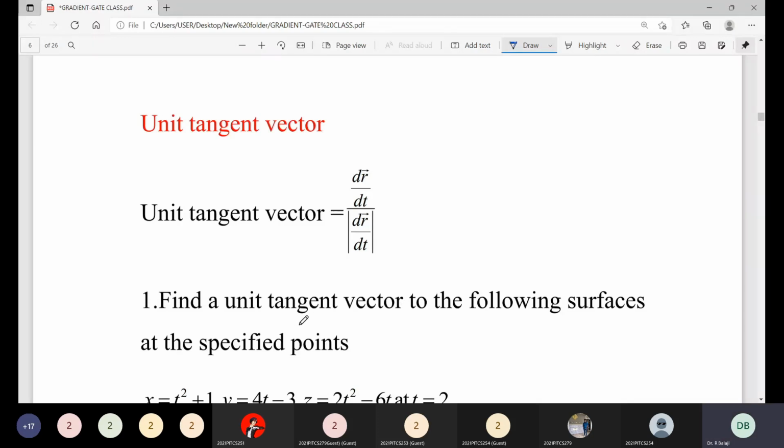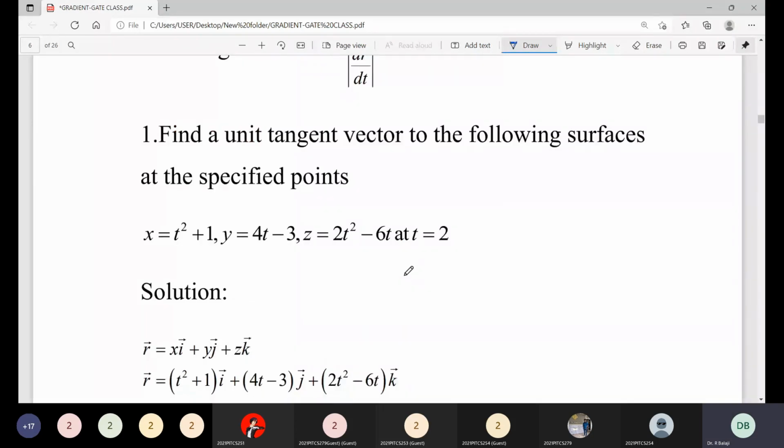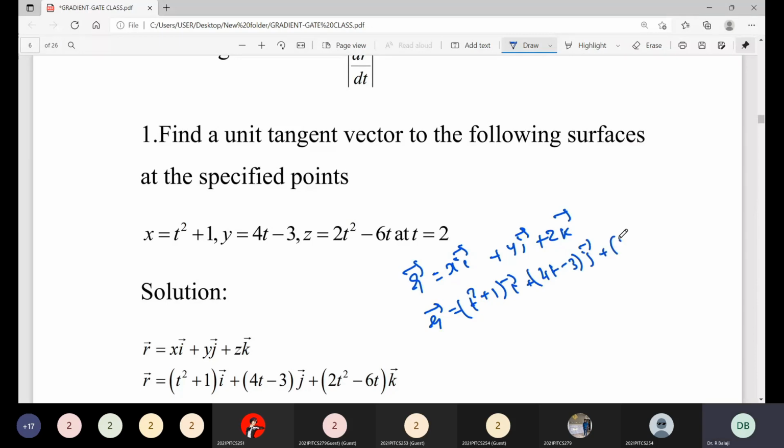First problem, find a unit tangent vector to the following curves at the specified points. x is equal to t square plus 1, y is equal to 4t minus 3, z is equal to 2t square minus 6t at t equal to 2. Now, we know that r vector is equal to x i vector plus y j vector plus z k vector. Now, r vector is equal to t square plus 1 into i vector plus 4t minus 3 into j vector plus 2t square minus 6t into k vector.